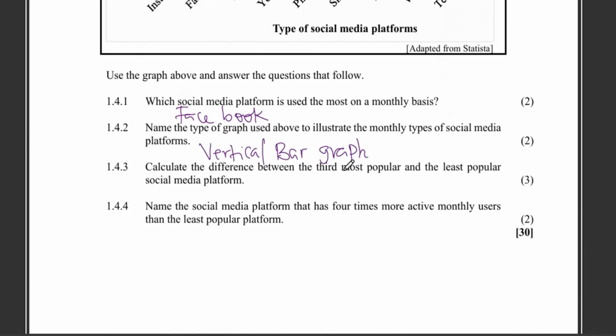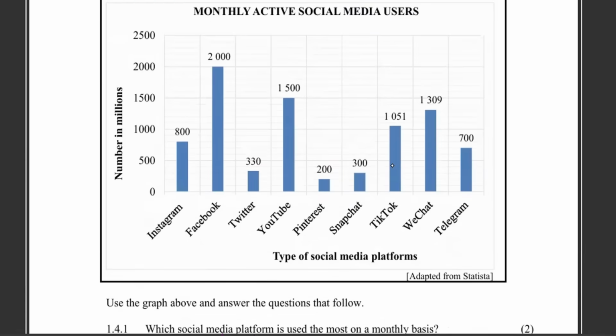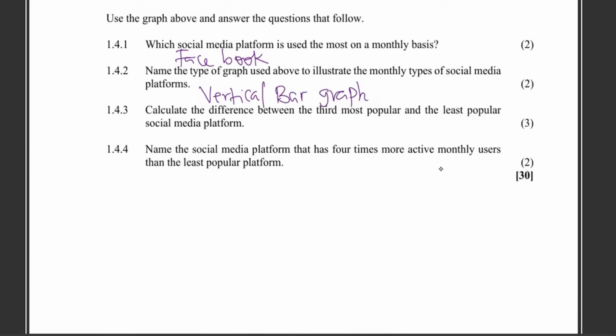1.4.3, calculate the difference between the third most popular and the least popular. So the third most, this one is the most, second most, and third most. Then with the least, which is 200, the smallest. So we shall say 1,309 minus, why are we subtracting? It's because of this one, minus 200. And the answer became 1,109. That's the difference.